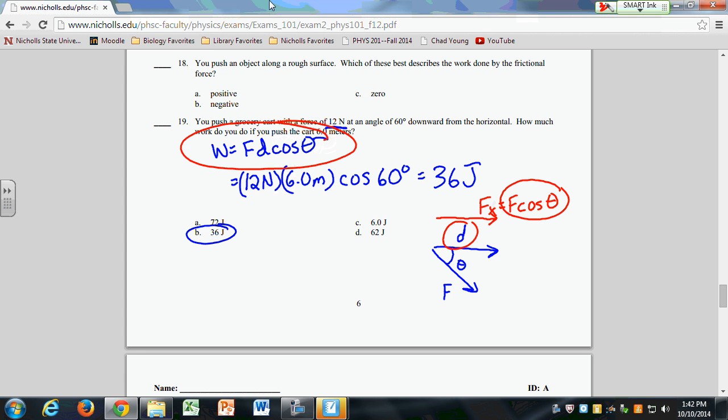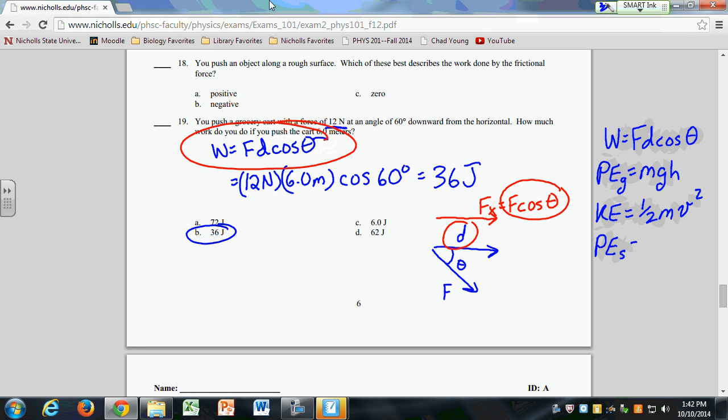And just write down the equations that we have. Work: F D cosine theta. Gravitational potential energy is mgh. Kinetic energy is 1/2 mv squared. Elastic potential energy is equal to 1/2 kx squared.